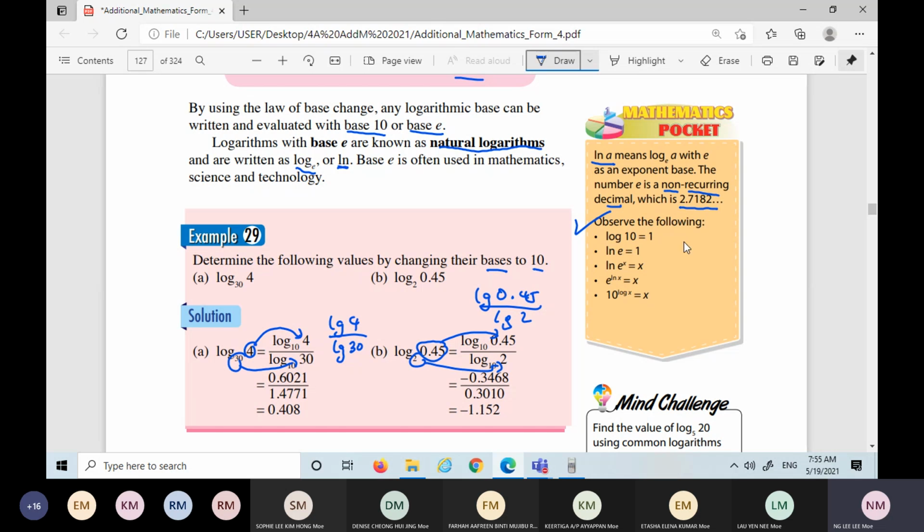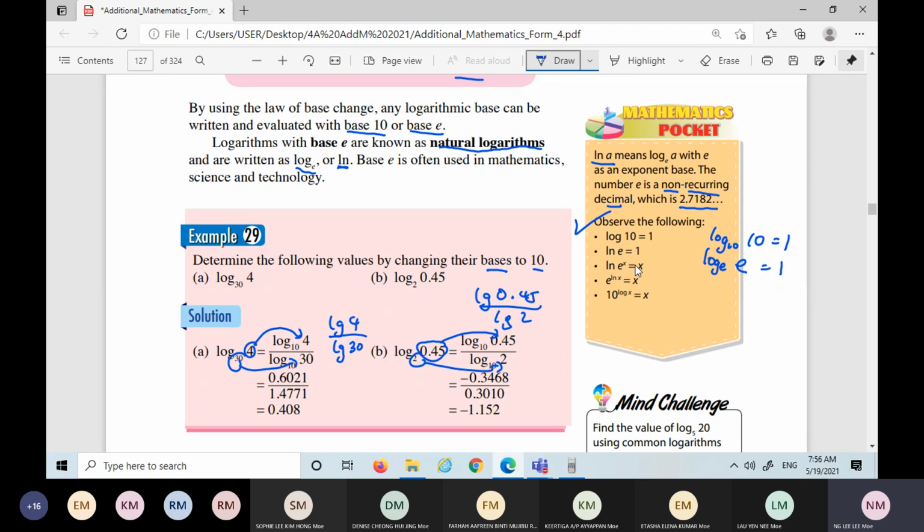Okay, observe the following. The first one, log 10. This one means log base 10. Log 10 is very simple. This is 1. Second one, ln e. ln e means log base e of e. So also it is 1.